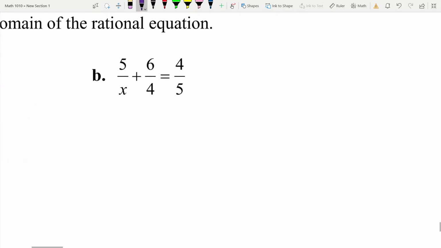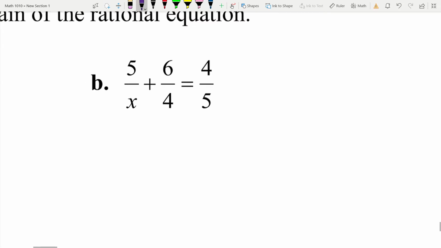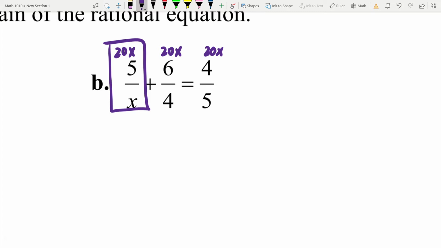Let's do question B. Factor. I cannot factor anything. Someone tell me what my least common denominator would be if I were getting one. What would it be? 20x. Thank you so much for answering. So I'm going to go 20x here, 20x here, and 20x here. Look how nice. It just knocks out all the fractions. So these x's go away. 20 times 5 is 100.